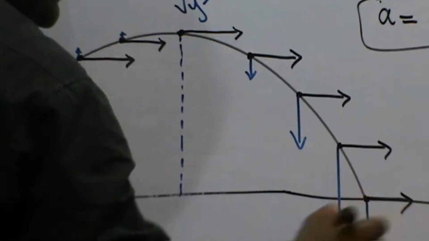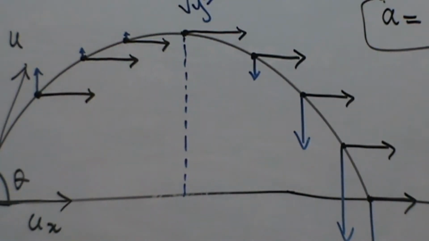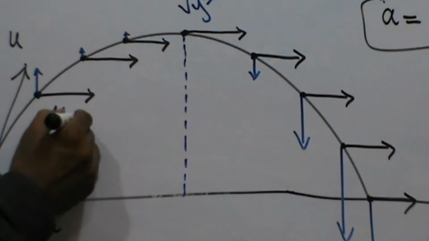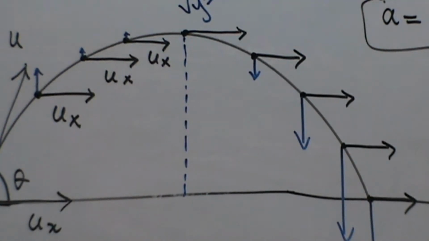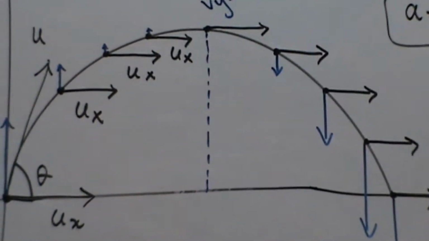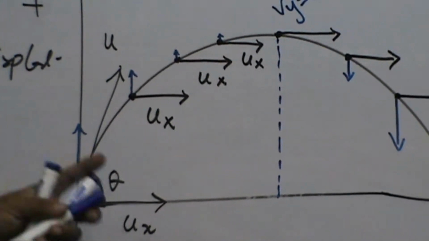ux will always remain constant. So this is the horizontal velocity. ux is constant, ux is the same. That horizontal velocity won't change, because the object won't experience any force in the x-axis.